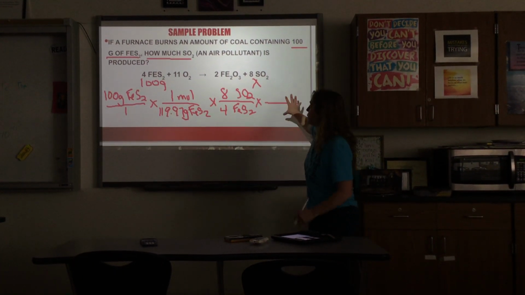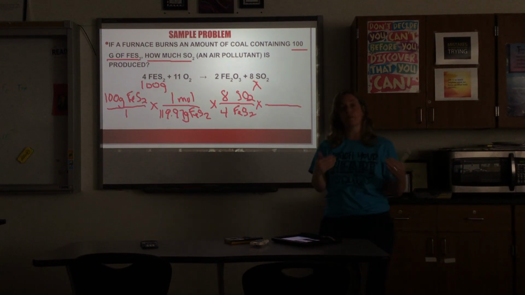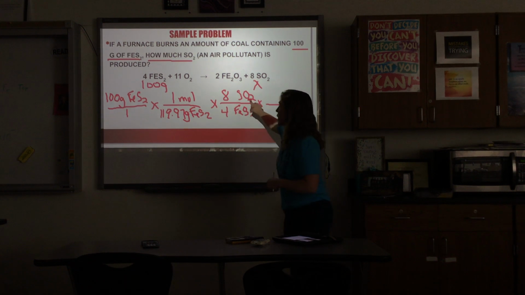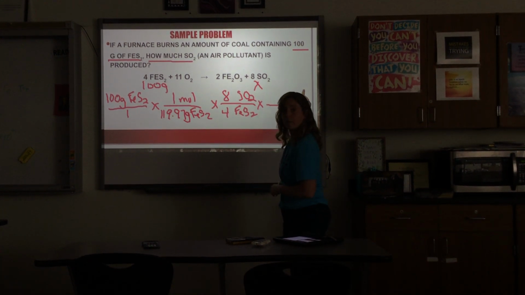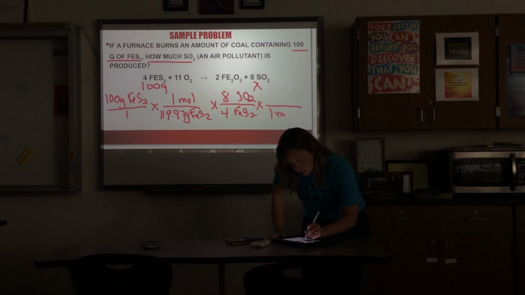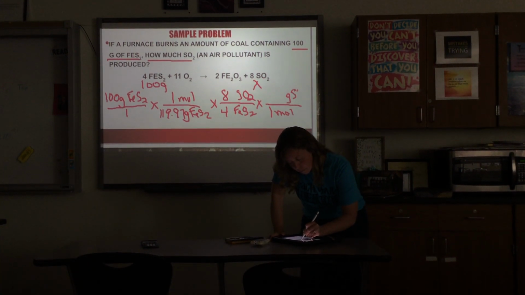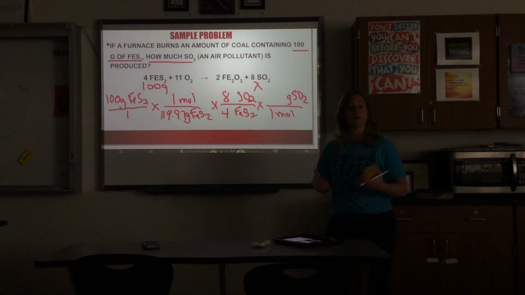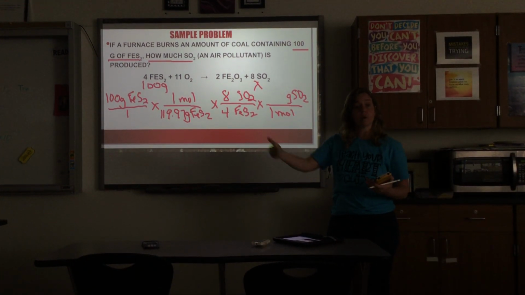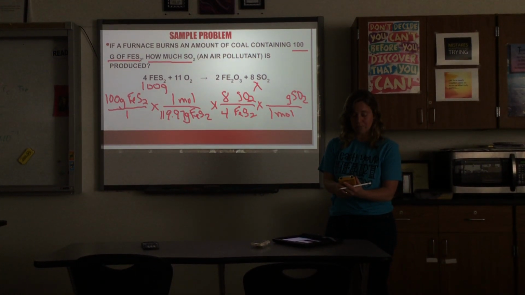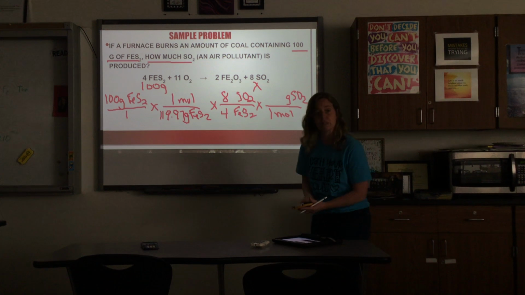And then the last block is number 4, where we convert moles of our SO2 into grams of our SO2. So we put 1 mole on the bottom, and we put grams of SO2 here. Now what are the grams? We have to add those up. So we add S plus 2 oxygens: 32.06 plus 2 times 16 gives me 64.06.